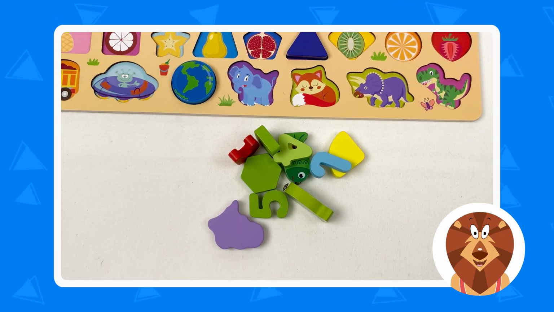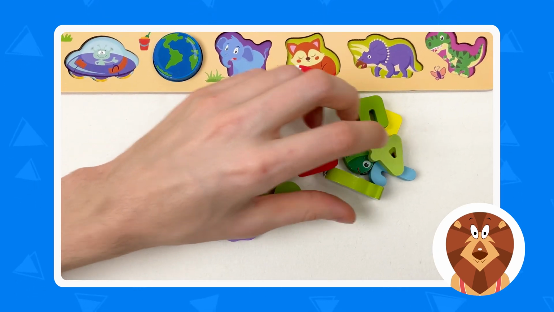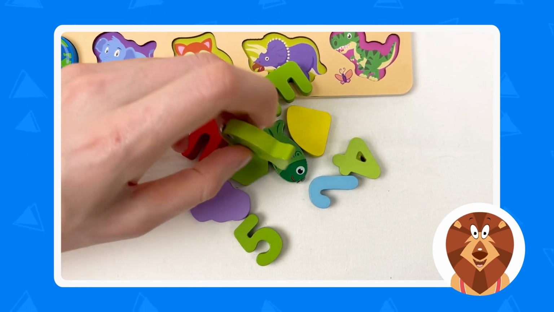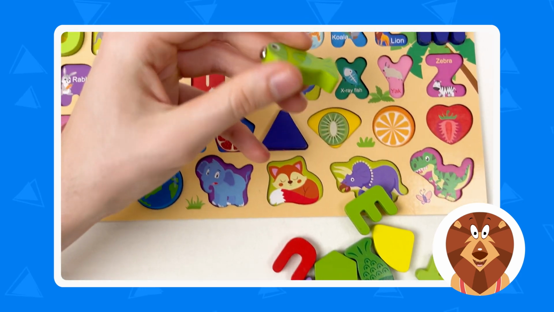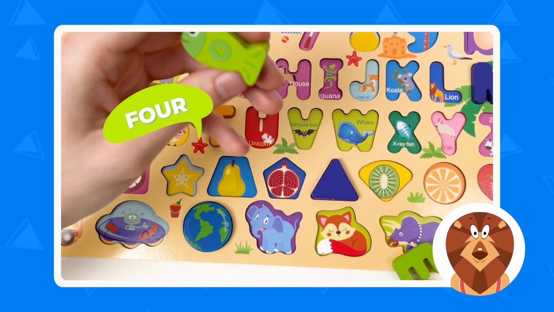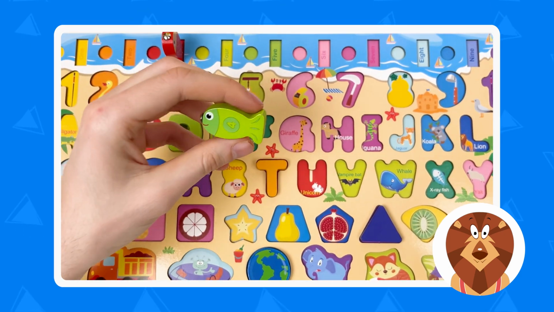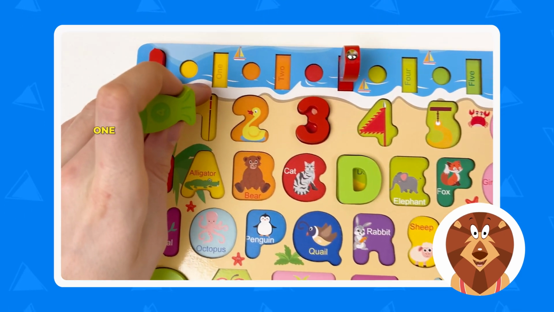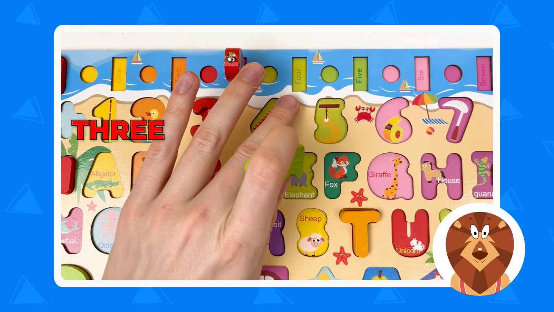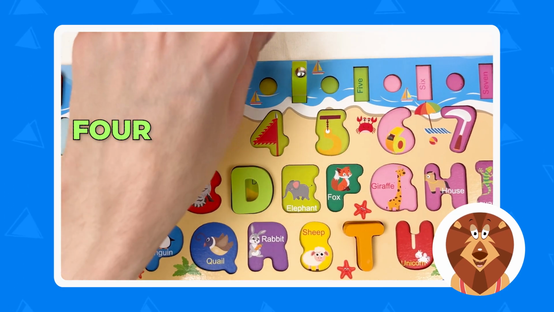Great! We have a lot of things here. We have 2 fishes and numbers and animals. So let's start with the fish. And this is fish that has the number 4. So let's find where we can put it. And let's go. 1, 2, 3, and 4.